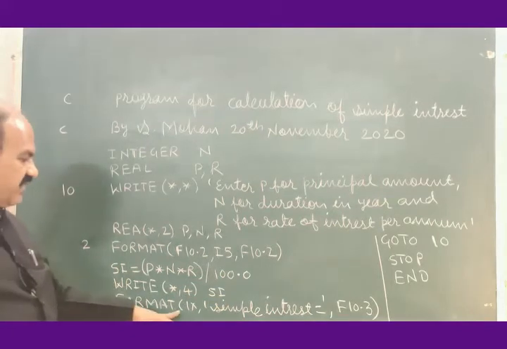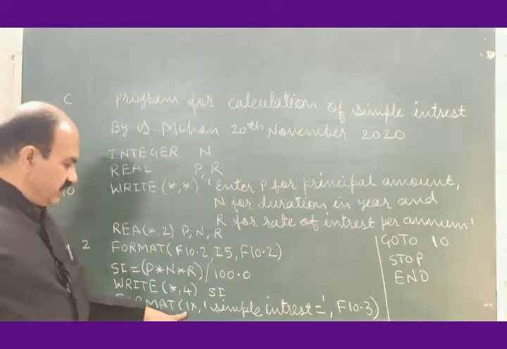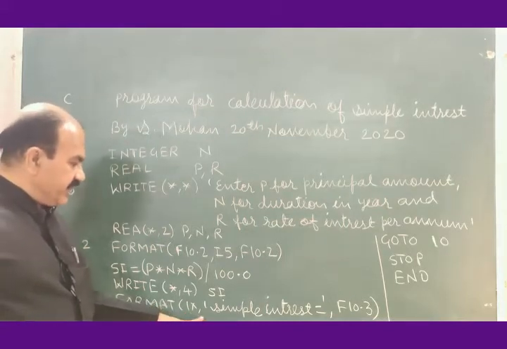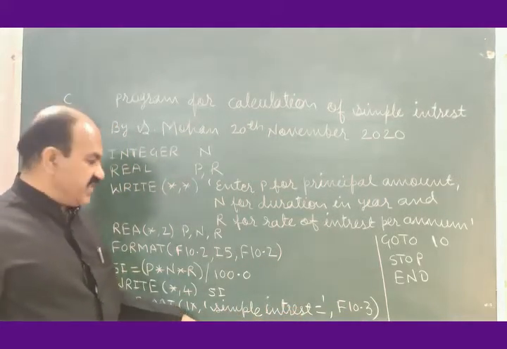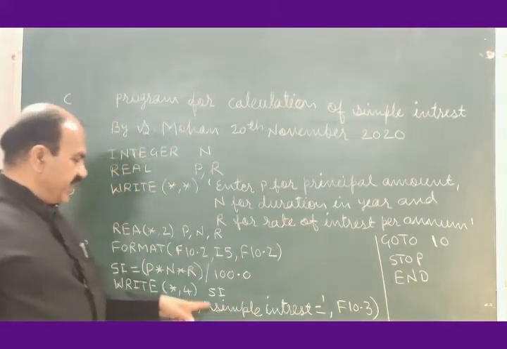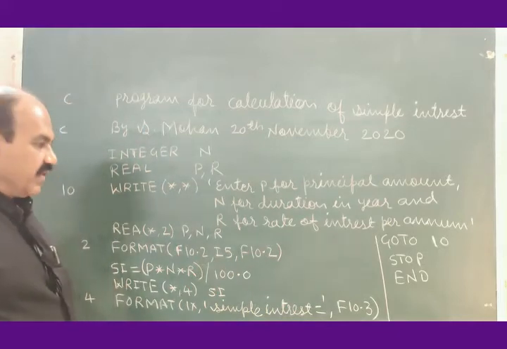Format is this: format 1x on the output line. 1x, first column skipped, and whatever is inside the quote is printed as it is. Simple interest is equal to comma F10.3. SI is to be printed in this format.